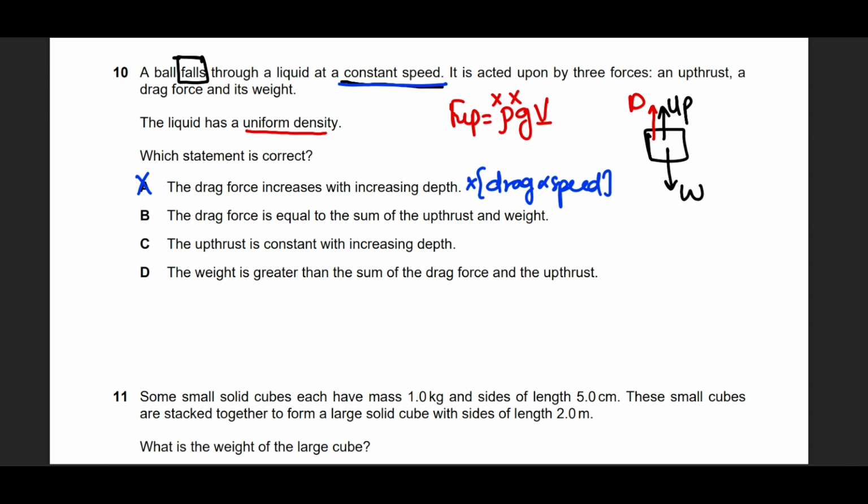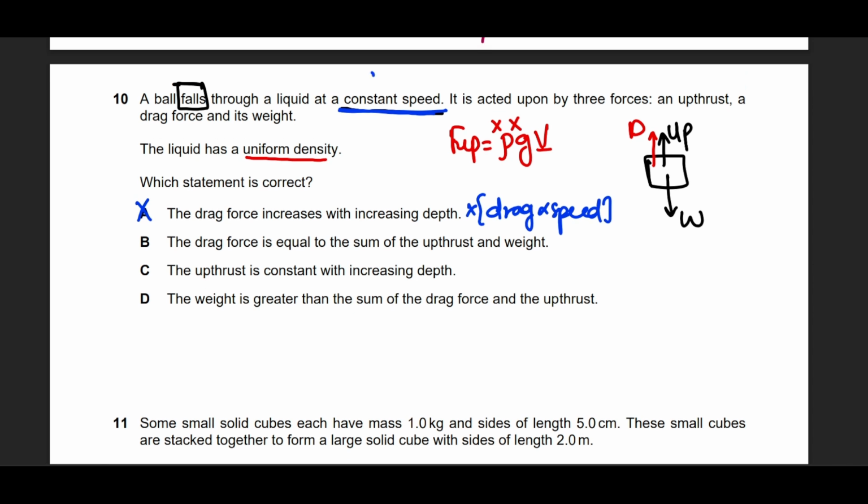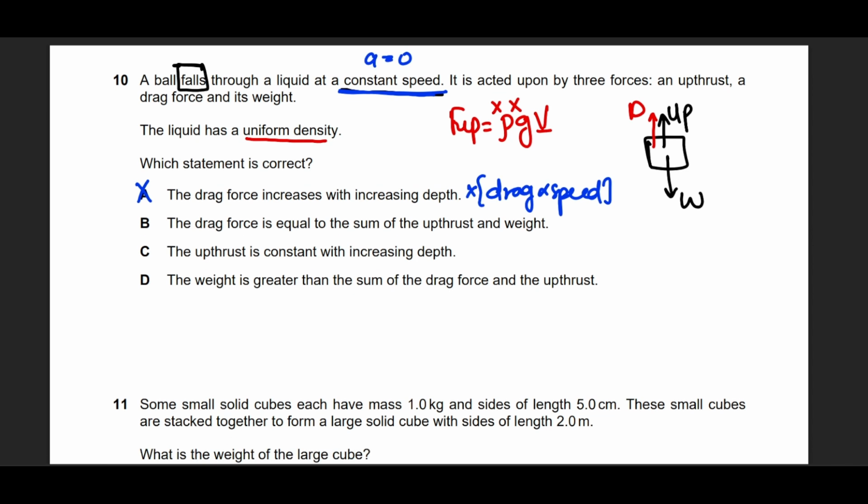The drag force is equal to the sum of upthrust and weight. Now, if you were to do this, since it is moving at a constant speed, that means the downward forces are equal to the upward forces, since the acceleration is equal to 0. So according to F equals ma, this side becomes 0. So the resultant force would be W minus upthrust minus drag equal to 0.